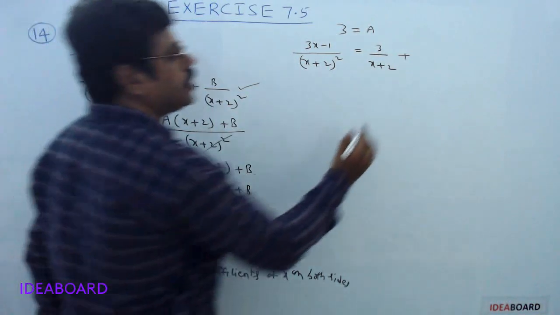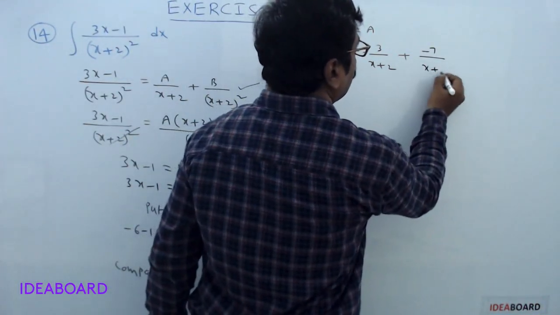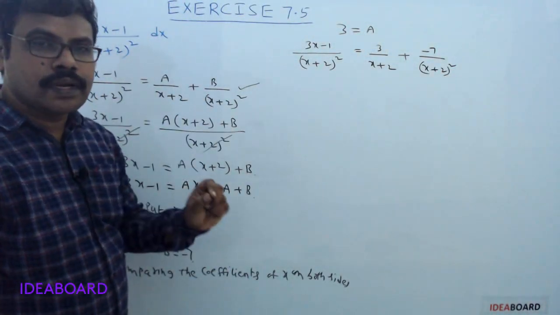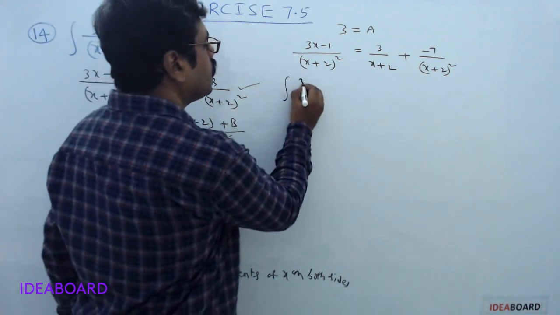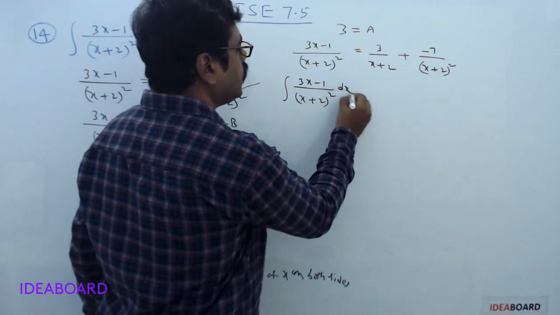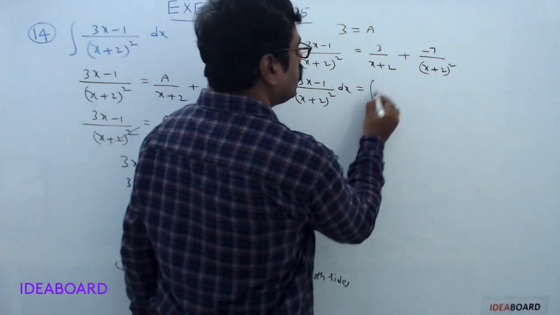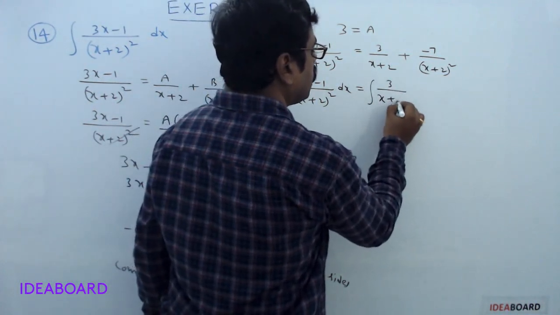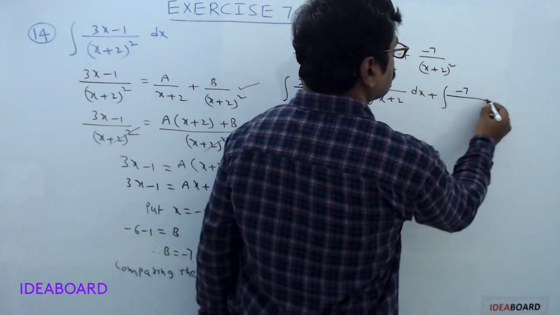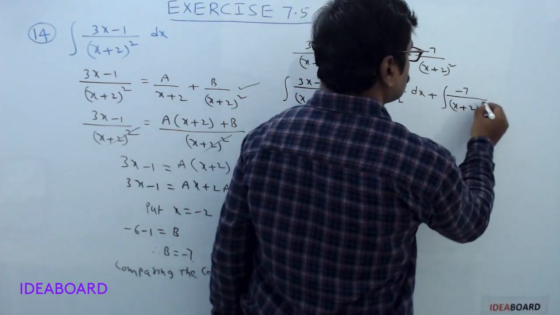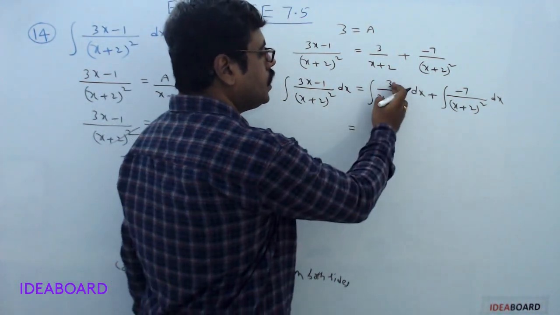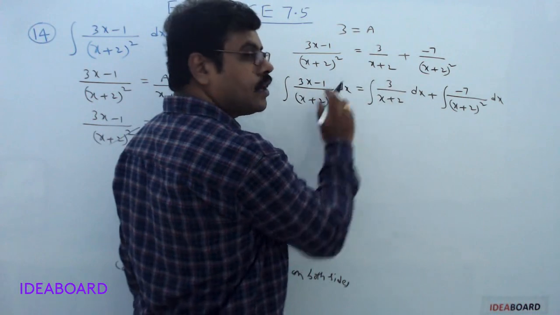What is your b value? Minus 7. So minus 7 divided by x plus 2 whole square. Integrating on both sides with respect to x. It is integral 3x minus 1 divided by x plus 2 whole square dx. Now this equals integral 3 divided by x plus 2 dx plus integral minus 7 divided by x plus 2 whole square dx. Here 3 is a constant term, you can take it outside of the integral.